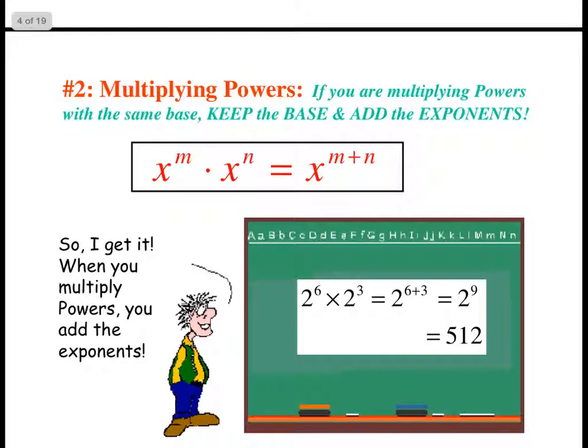And there is a way to do that on your calculator. You want to look for this key. It's called the caret key. And so you'll enter in the number, then the caret key, and then the exponent.